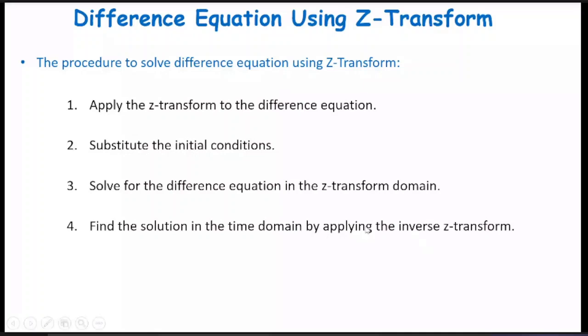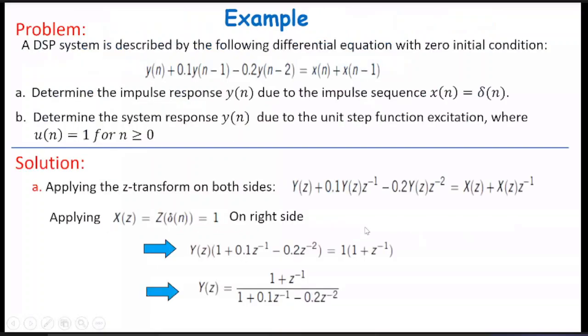So let us see the formula. One example we take: yn is equal to 0.1 yn minus 1 plus 0.2 yn minus 2, that is equal to xn plus xn minus 1. The question is, determine the impulse response yn due to the impulse sequence xn is equal to delta n. Okay, so now let us solve it.